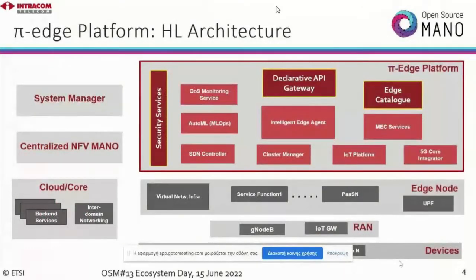Here we can see a high-level architecture of the π-Edge platform. As you can observe, the π-Edge platform consists of a plethora of components, but in our case, we will emphasize only the security services, the declarative API gateway, and the edge catalog. Also, we have our system manager that communicates with the π-Edge platform and also with a centralized NFV MANO, which is, in our case, the OSM, that also is responsible for the cloud core domain.